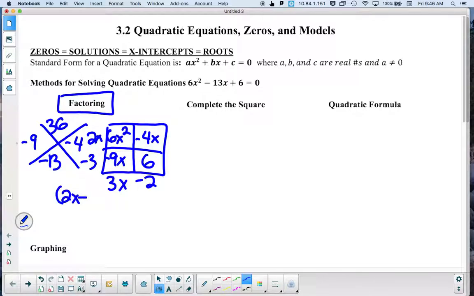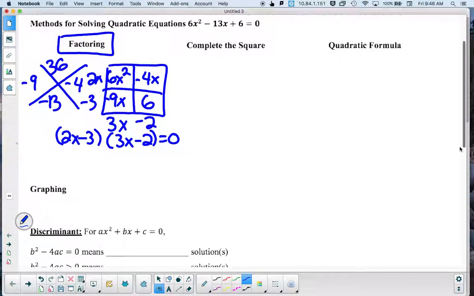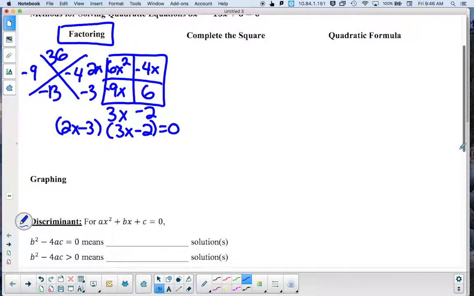So we have 2x minus 3, 3x minus 2 equals 0. So now we're going to set each of those factors equal to 0. So this would be 2x minus 3 equals 0, and 3x minus 2 equals 0. Then I'm going to skip a couple steps just because I'm running out of room, but x would equal 3 over 2, and x equals 2 over 3.